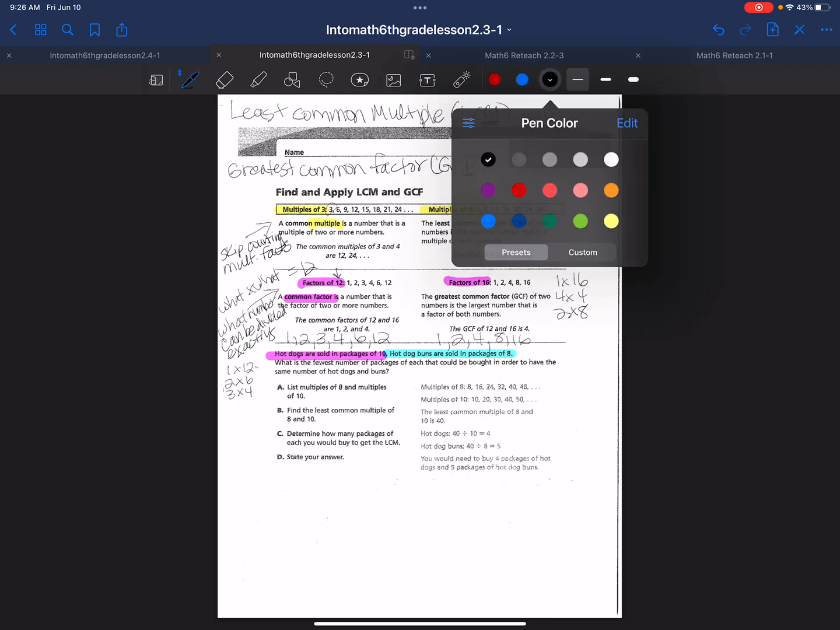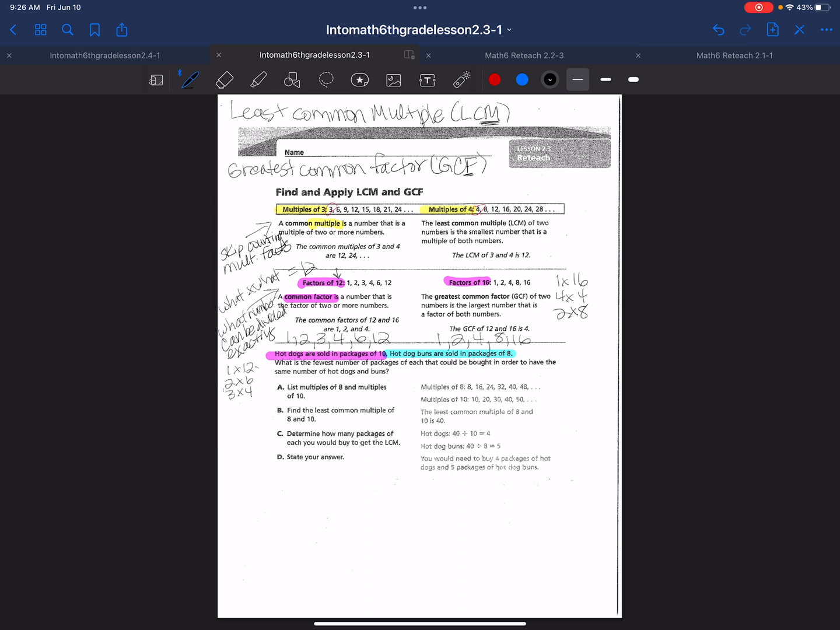What is the fewest? So when you're looking at word problems like here, when you see the word fewest or least or lowest, then you know that we are talking about least common multiple to solve this problem. So look for those clues in your word problems. What is the fewest number of packages of each that could be bought in order to have the same number of hot dogs and buns?